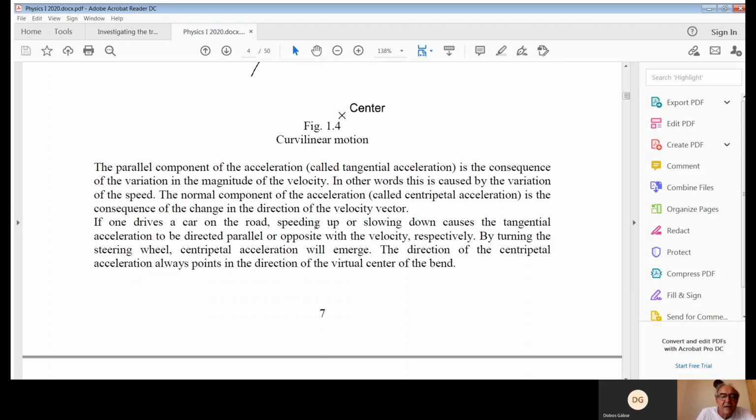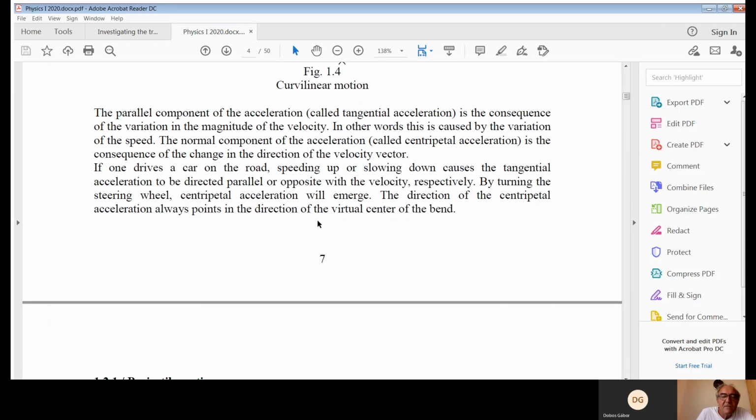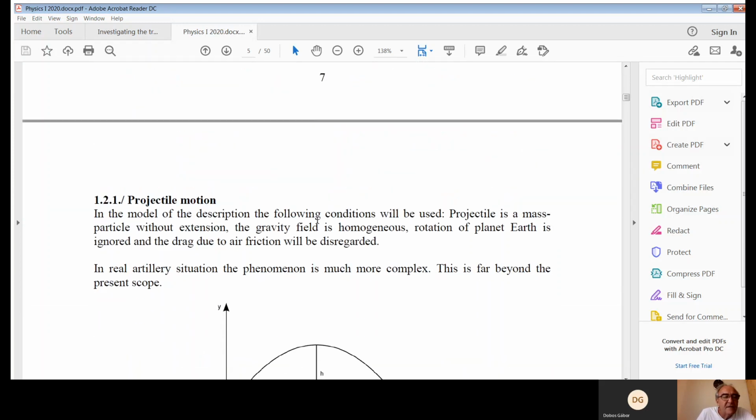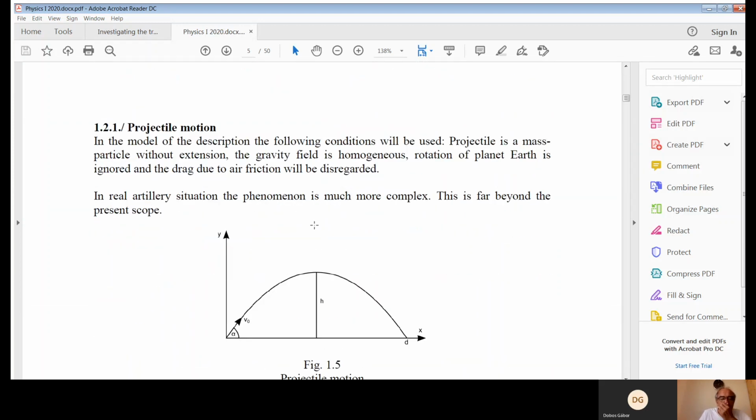And here is the example with the car. That's what I had already explained. Here comes the projectile motion. Projectile motion is the motion of a projectile, either of an artillery gun or a simple stone which somebody throws away. This is all described with the projectile motion.